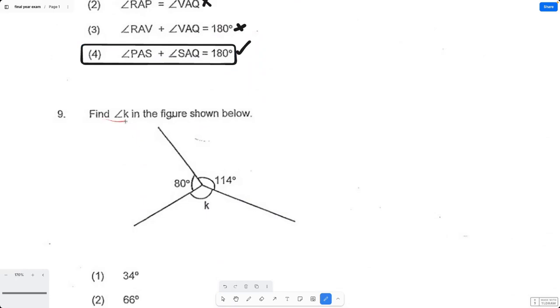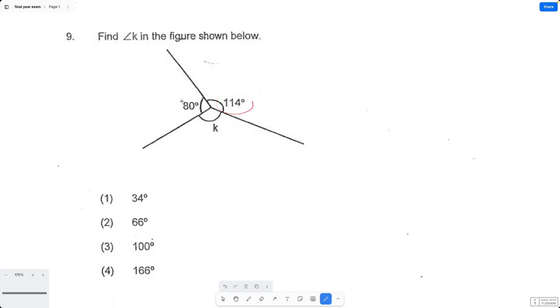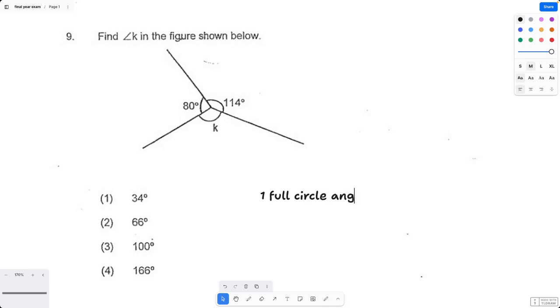Find angle K in the figure shown below. You have one angle which is 114, another angle is 80, and another angle is K. So we need to know K. We know that in this case, one full circle angle is equal to 360 degrees. So that means angle K is equal to 360 minus 80 minus 114.